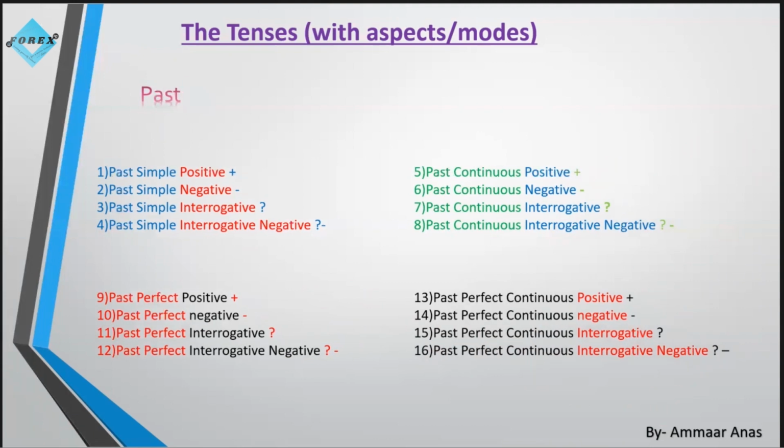Okay, next we have past. So in that, I'm going to read it out. It's just the same: past simple positive, negative, interrogative, interrogative negative. Past continuous, positive, negative, interrogative, interrogative negative. Past perfect, positive, negative, interrogative, interrogative negative. Past perfect continuous, positive, negative, interrogative, interrogative negative. So you see, it's really simple. Before we only had the past simple. Now just add this positive, negative, interrogative, interrogative negative. Very, very simple. So it's the same with the future.